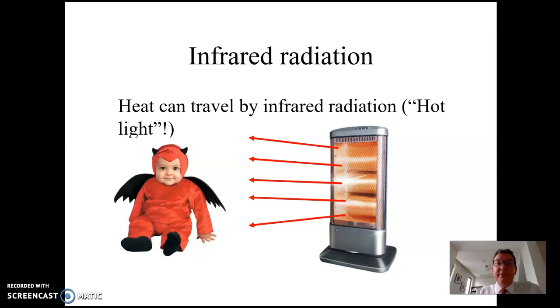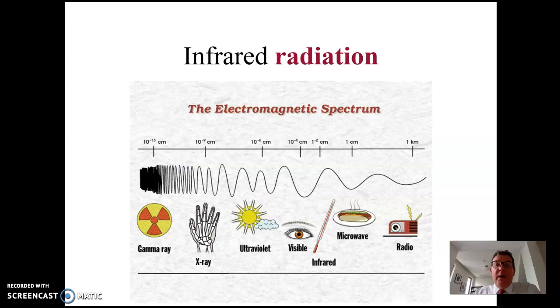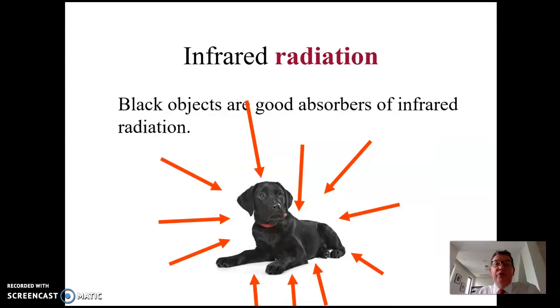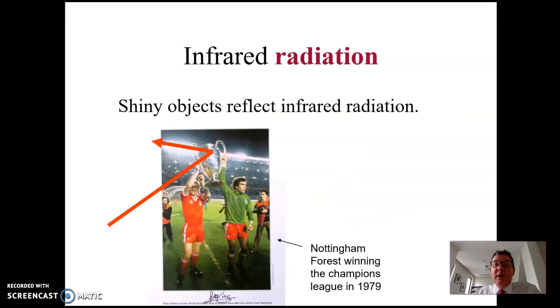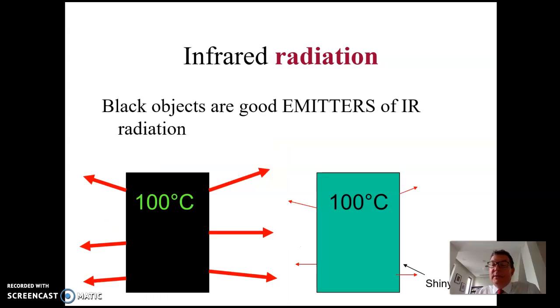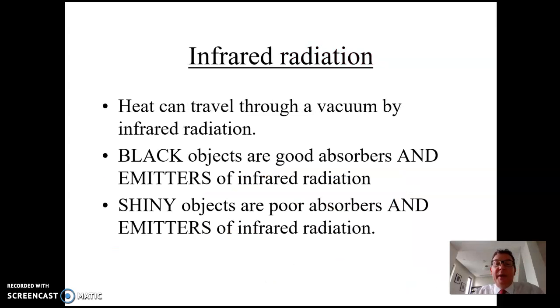And last lesson we looked at infrared radiation. So that invisible hot light that we can feel but we can't see, which also transfers. Remember, that's part of the electromagnetic spectrum. We discovered that black objects are good absorbers and shiny objects are good reflectors in infrared radiation, and less well known that hot black objects are good emitters of infrared radiation. They're good at losing their heat, and shiny objects aren't, and that was our recap of last lesson.